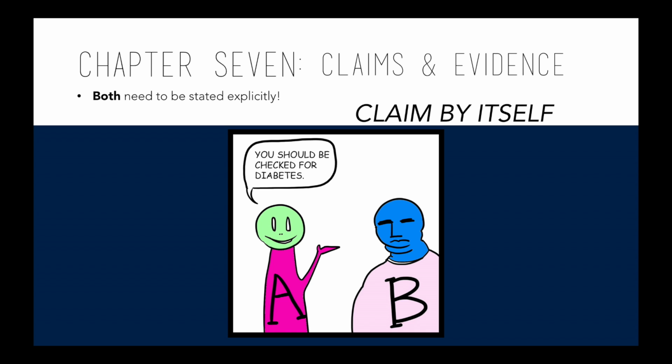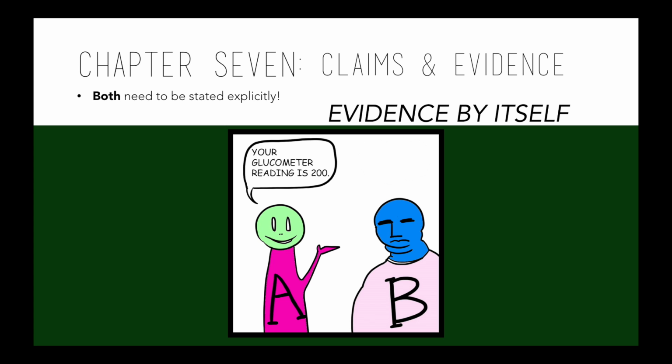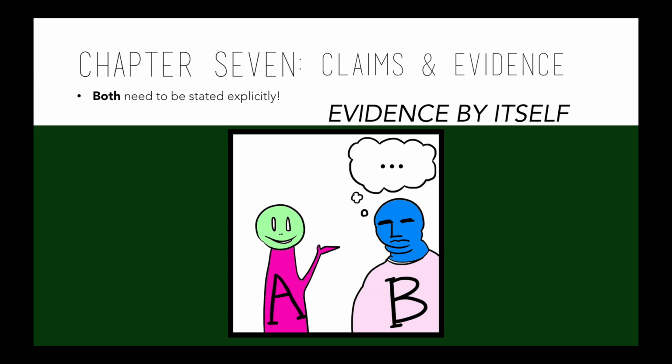If A were to tell B, you should be checked for diabetes, with no justification, B would think it to be A's ungrounded opinion, since to B, A has just randomly said something with no reason. On the other hand, if A were to tell B only that your glucometer reading is 200, B would think it to be pointless data, because again, to B, A has just recited a random fact.